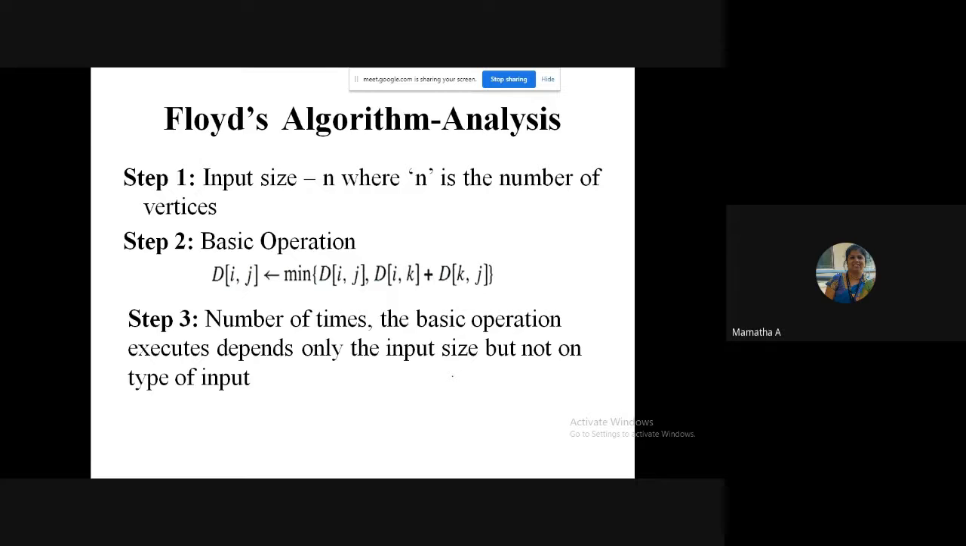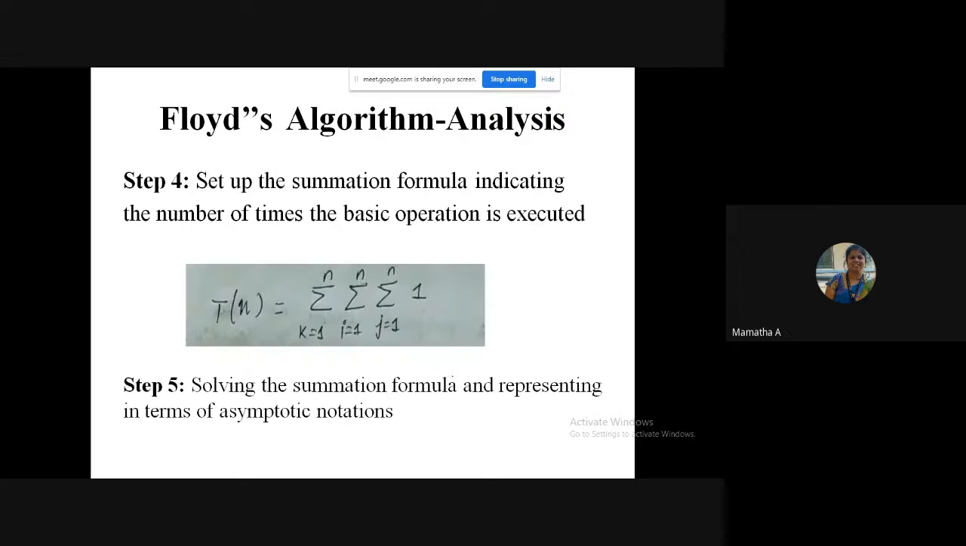And you can see the number of times the basic operation gets executed depends only on the input size, but not on the type of input. Again, we have the same summation with 3 for loops. You can see the outer for loop is with respect to k, the second for loop is I, and the third one is j. Same thing again. So what is the time complexity? Can anybody guess?